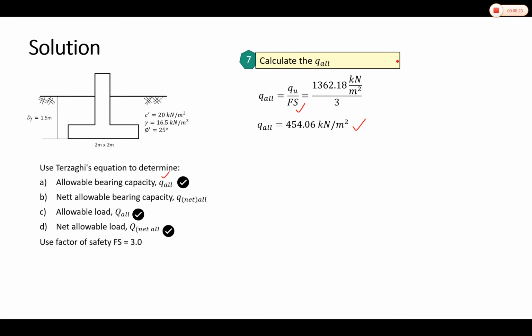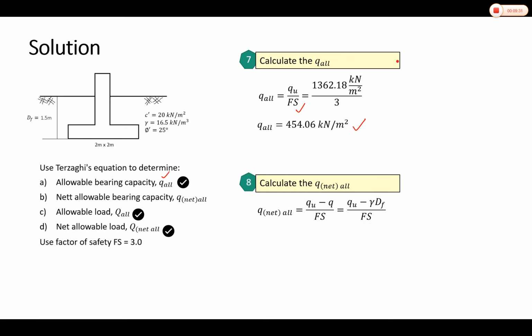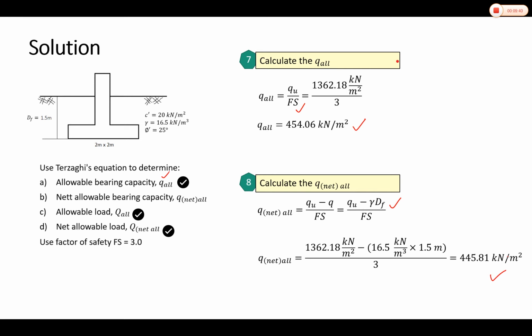Alright, now we already complete the q allowable. So now we want to proceed with the net allowable bearing capacity, q net allowable. Alright, so this is the equation. Okay, so you can get the q net allowable is 445.81. So we just substitute with the information that we have calculated before.